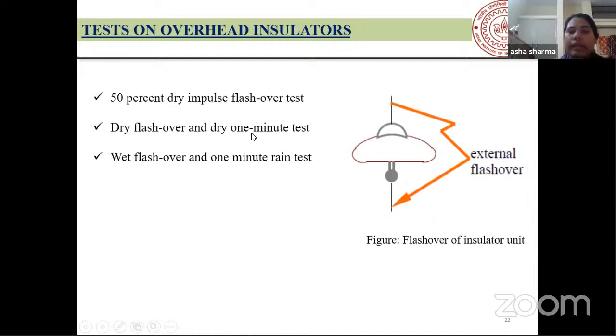In the dry flashover and dry 1 minute test, we apply the particular impulse voltage for 1 minute, and then we see whether the insulation fails or not. If it does fail, then we say that the insulation is not of good quality and it has failed. Otherwise, it will sustain that particular voltage. In the wet flashover and the 1 minute rain test, we apply some artificial rain on the insulator unit. Then after that, we observe the insulation, whether it fails or whether it sustains that particular voltage.